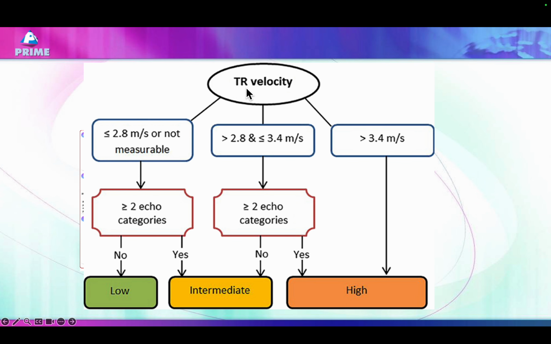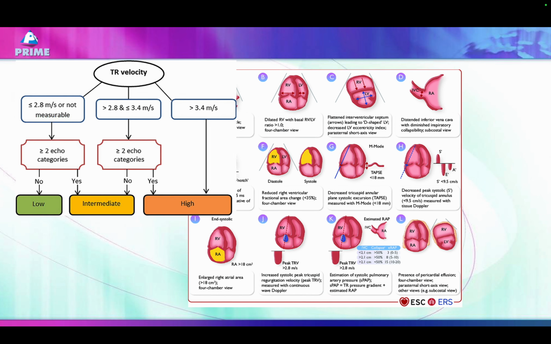Now let us see how it is. If the velocity is more than 3.4, it is high probability. You don't need any other data. And if it is less than 2.8 and there is no echo parameter saying that PA pressure could be increased, and I'm going to show you the echo parameters indicative of PAH, if there is no echo parameter, then it's low. Now in case more than 2 echo parameters are there, it falls in the category of intermediate probability. Now remember this slide, that's very important.